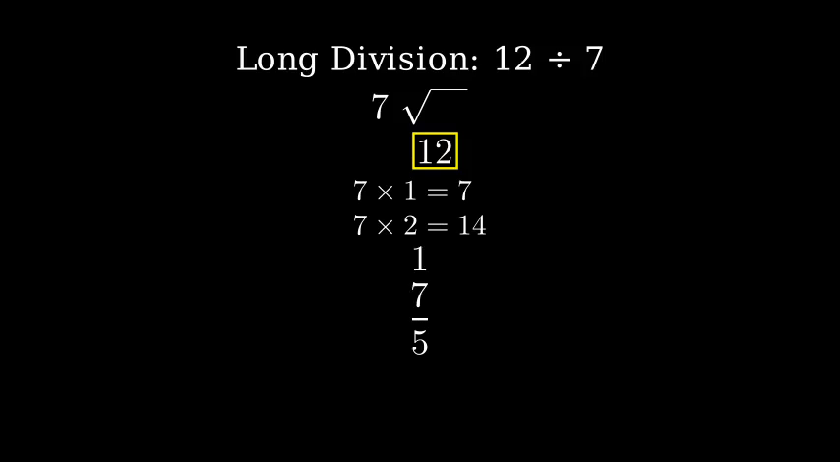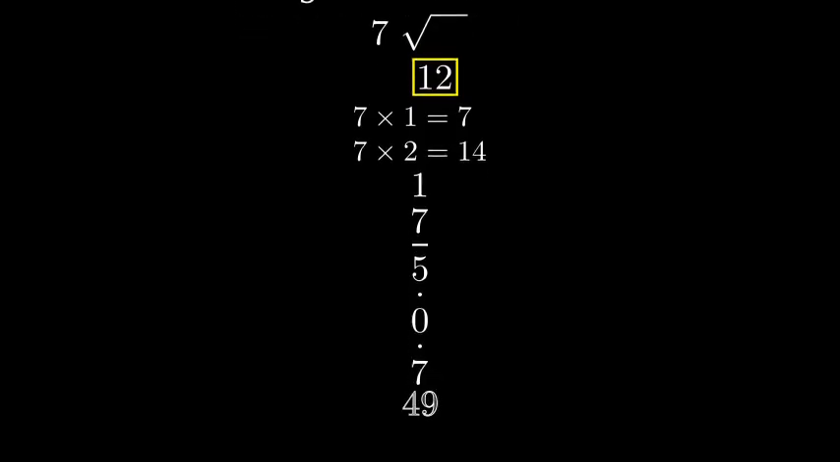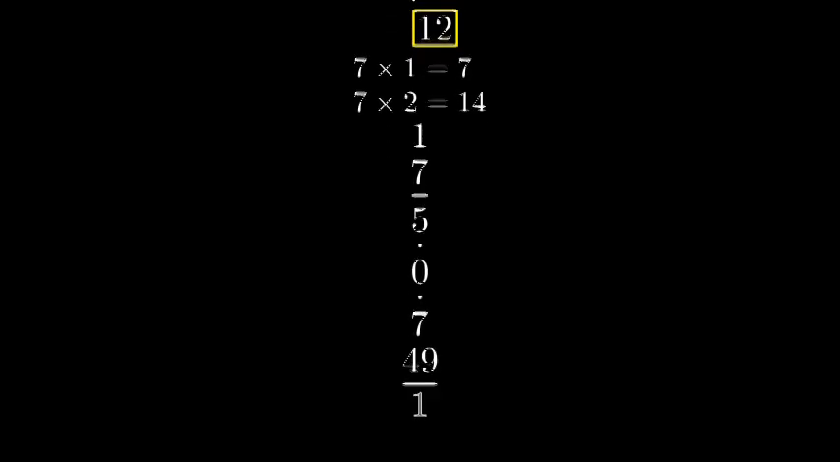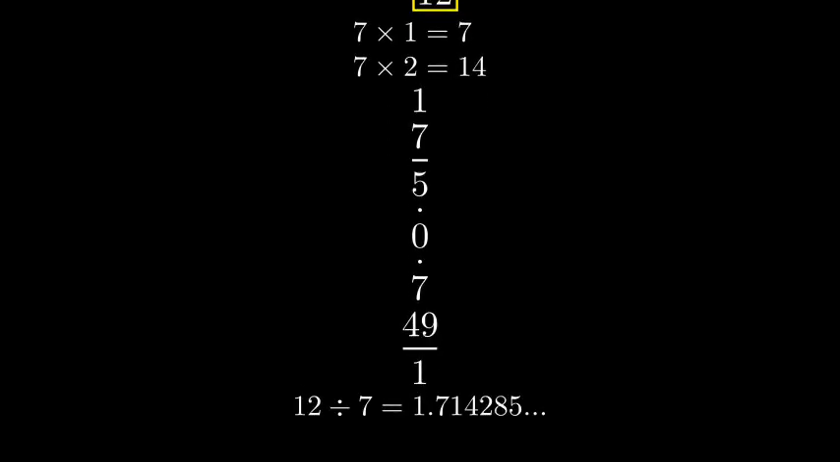Since we have a remainder, we need to continue dividing. We'll add a decimal point and a 0. This gives us 5.0. Now we ask, how many times does 7 go into 50? 7 times 7 equals 49, which leaves us with a remainder of 1. Therefore, 12 divided by 7 equals 1.714 continuing.